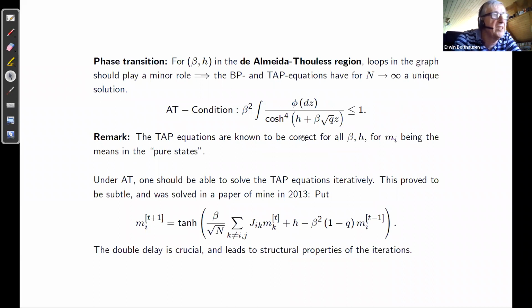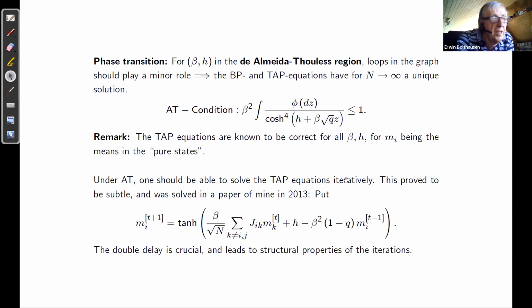So we are just looking now at the situation where this AT condition is satisfied, where beta is small, and where it's known that, at least for small enough beta, the m_i, the solutions of the TAP equations, correspond to the means of the measures here. So now, in principle, if you are thinking about these TAP equations, you think that you should be able to solve them by iterations. At least if the AT condition is satisfied, you should set up an iterative procedure solving these TAP equations, and so you would have a quick algorithm to compute the means of the spin variables under this Sherrington-Kirkpatrick measure.